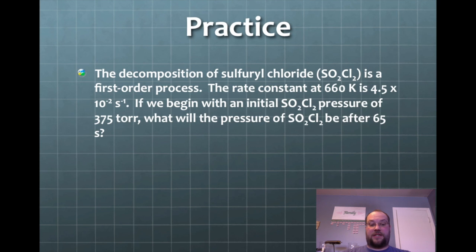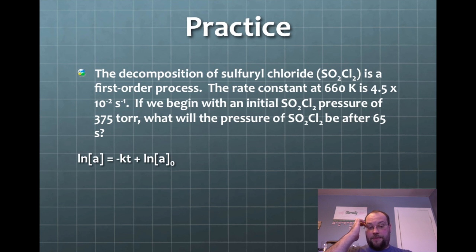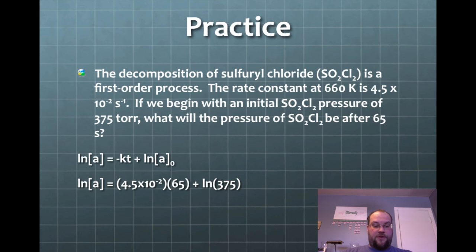So 65 seconds is my time. Okay, so my rate law equation, I'm using first order, so this is my rate law equation. And I have k, I have t, and I have A naught, or my initial pressure. I'm just going to plug those in. Right? Oops, I dropped a negative sign there. Let me write that in. That's a negative sign right there. All right, that's supposed to be negative. So the natural log of A equals negative kt. My k is 4.5 times 10 to the negative second. t is 65 seconds. Plus the natural log of my initial concentration.